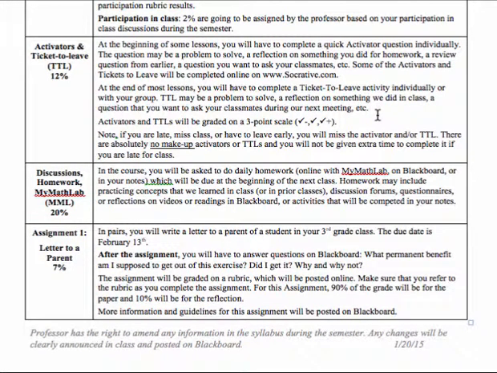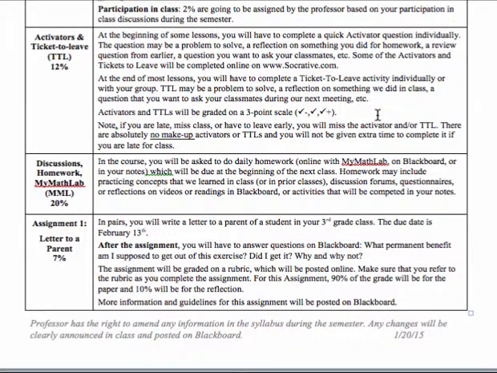And there are no makeups for the tickets to leave, predominantly because the lowest 3 ticket to leave grades are dropped at the end of the semester, and those will be acting as your makeups for any missed class. So please don't ask me to make up activators or tickets to leave. I will not be able to grant that for you.